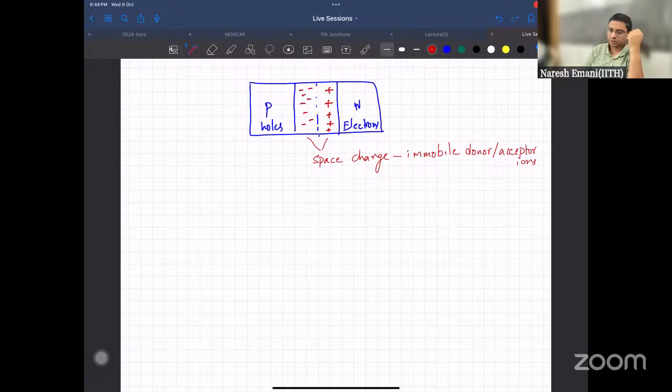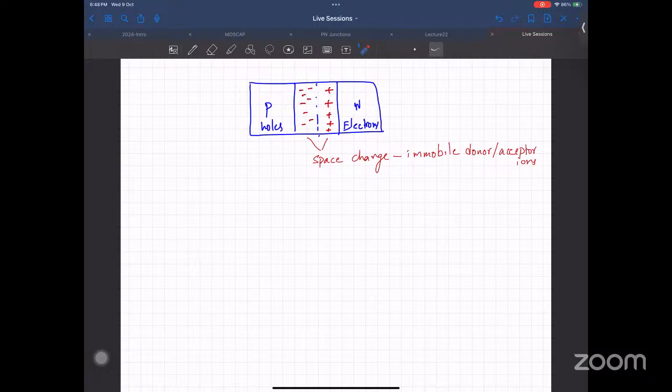So what happens is your holes move out. Holes are positively charged. When they move out of this region, what is left behind is negative charge. So it's an ionized acceptor in this case. On the N side, we have ionized donors. Is that okay so far? Yes, sir.